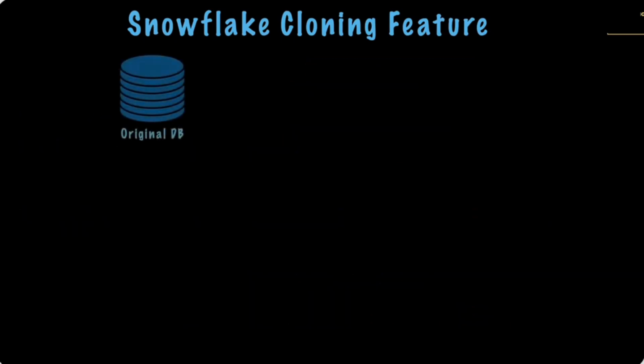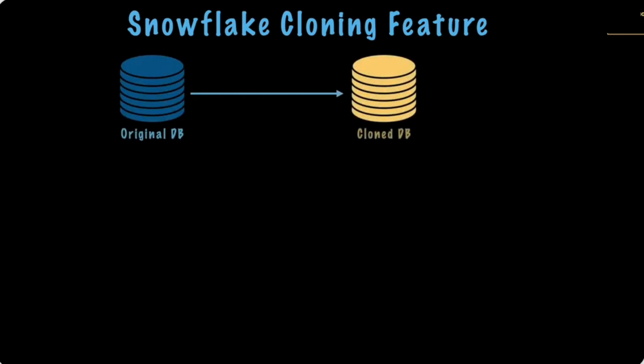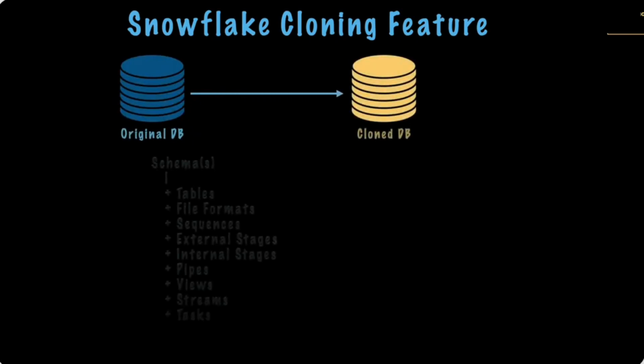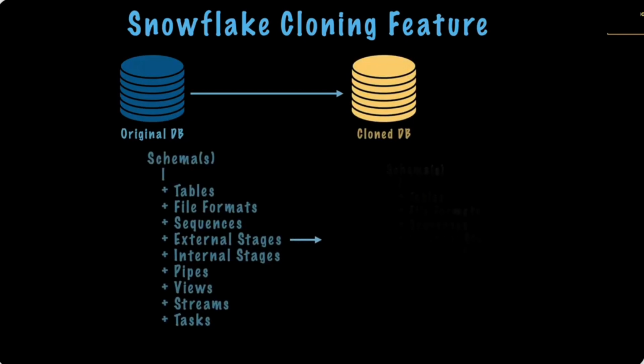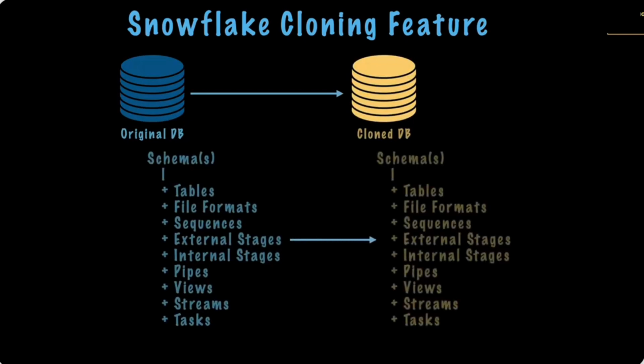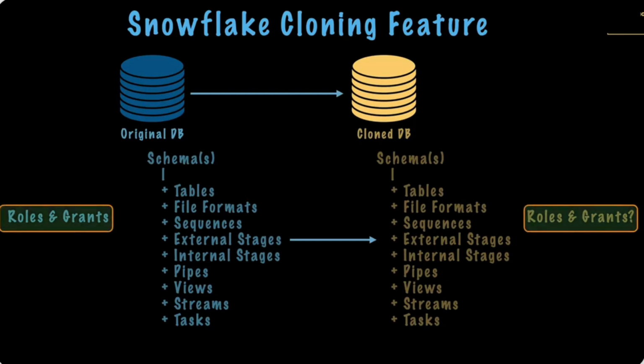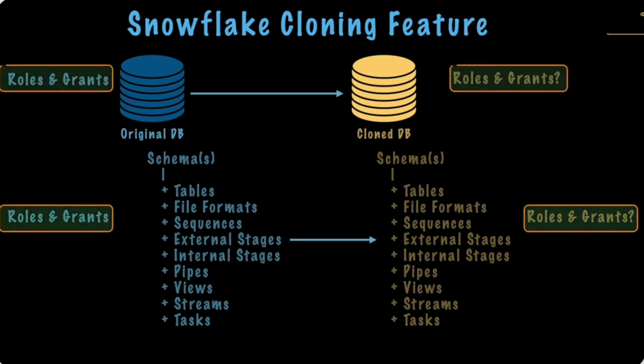Let's say you want to clone a database, and the database may have one or more schemas, and each schema may have many more objects like tables, file formats, sequences, stages, streams, tasks, and so on. Moreover, there will be roles and grants too associated with these objects.